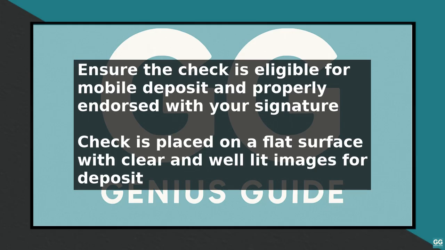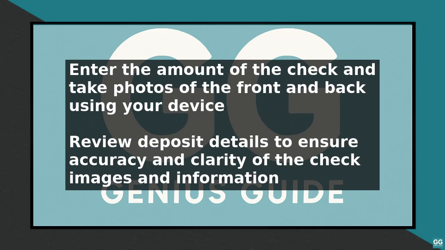To deposit your check, tap the Start Deposit button and select the account where you want to deposit the funds. You can choose from your existing Ally Bank accounts, including checking, savings, and money market accounts. Enter the amount of the check and take a photo of the front and back of the check using your mobile device's camera. Make sure the check is placed on a flat surface and the image is clear and well lit.